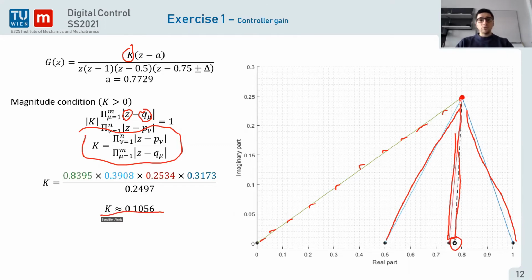So to define the gains, you need to know all the zeros and all the poles of your system, okay? And also the desired pole you want to meet, of course.